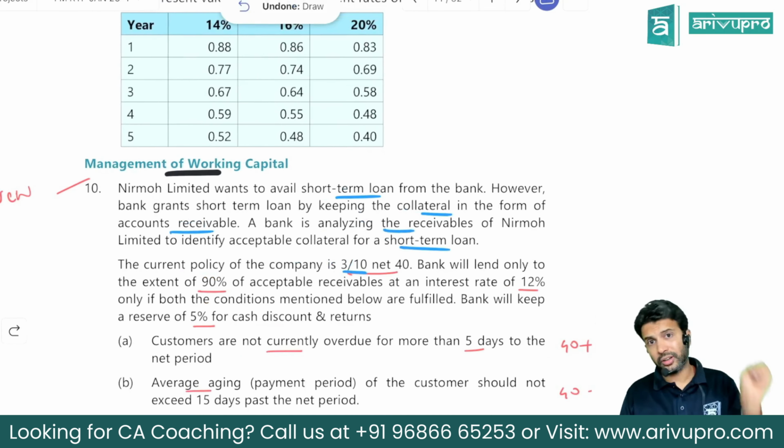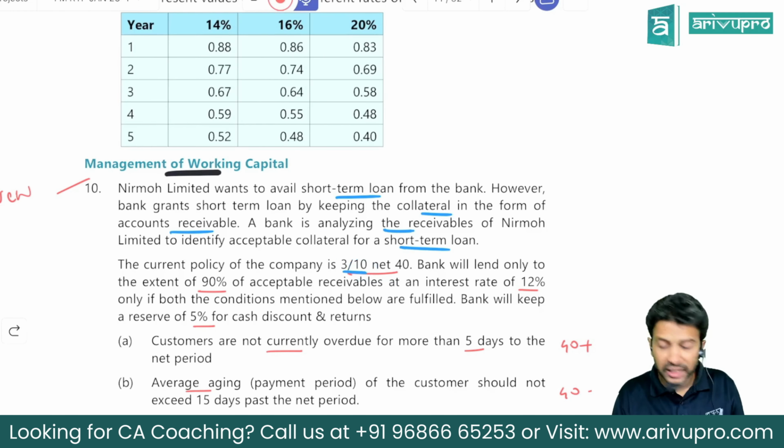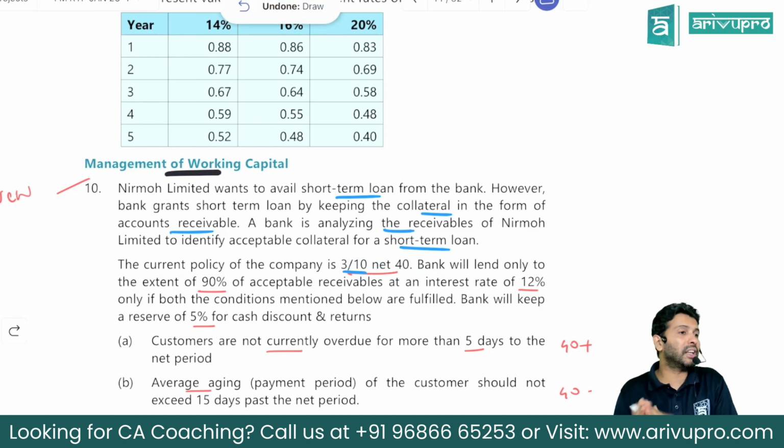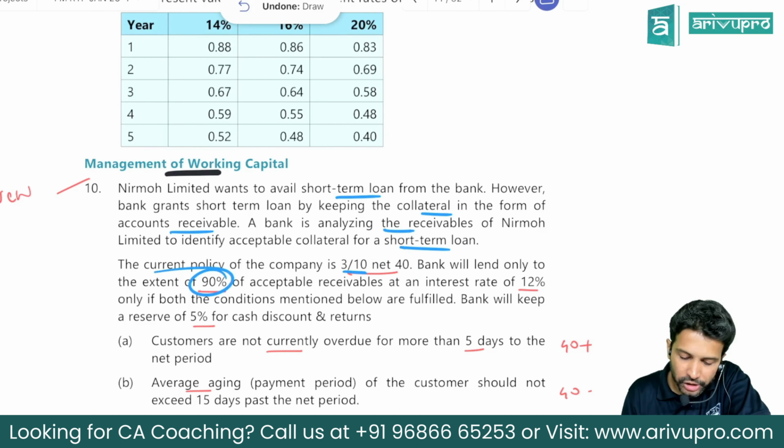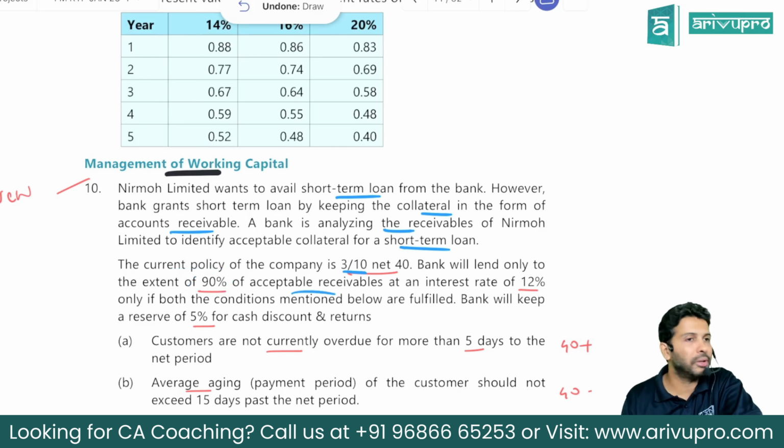3% discount the company will give to debtors, provided the debtor makes the payment within 10 days. Else he or she has to make the payment within 40 days. Bank will lend only to the extent of 90% of acceptable receivables.